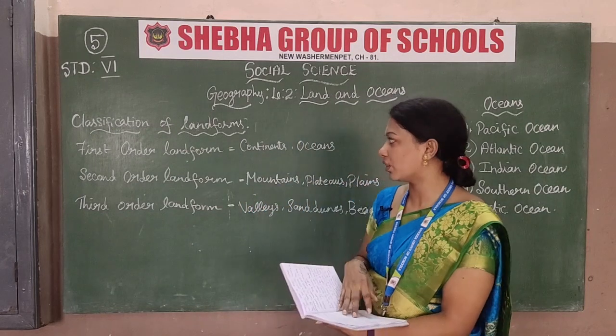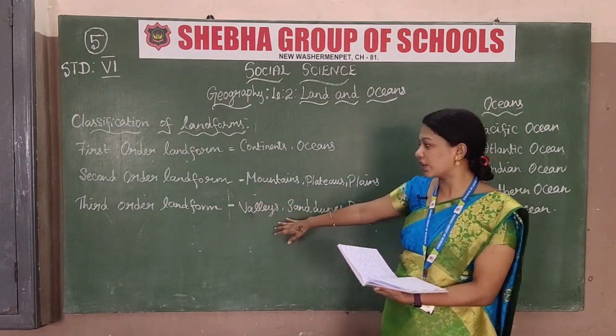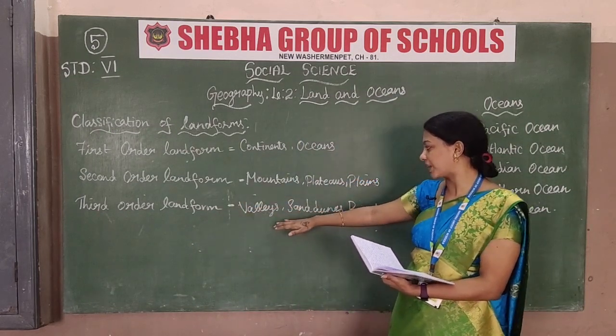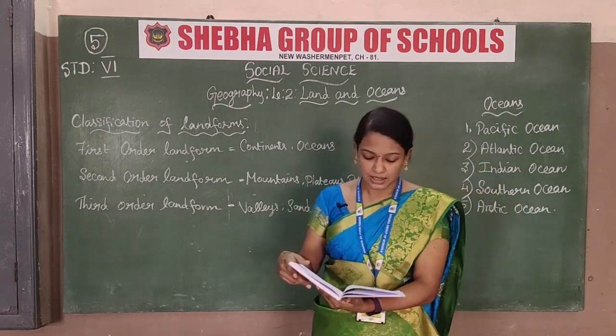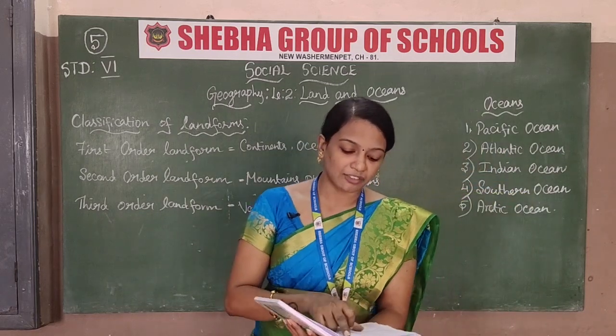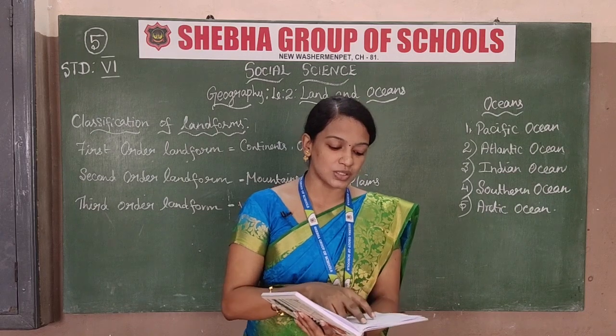And the second order landform is finished, and next we are going to see the third order landform, that is valleys, sand dunes and beaches. So here, third order landforms are formed on mountains, plateaus and plains.